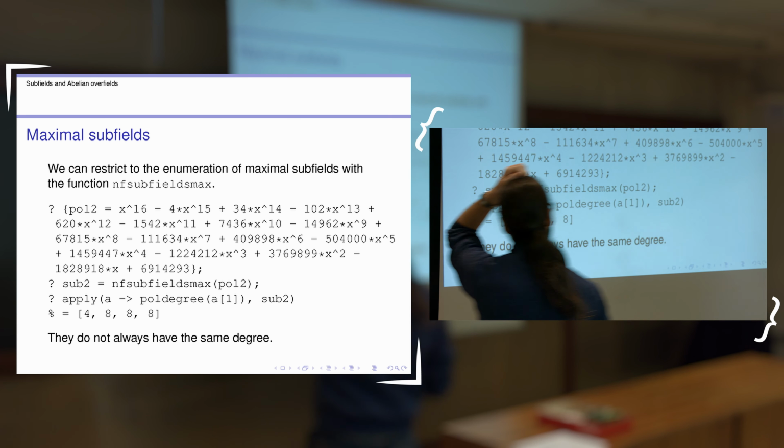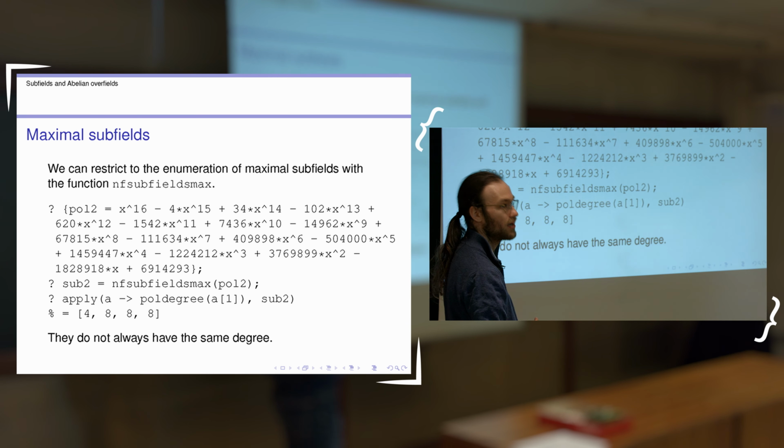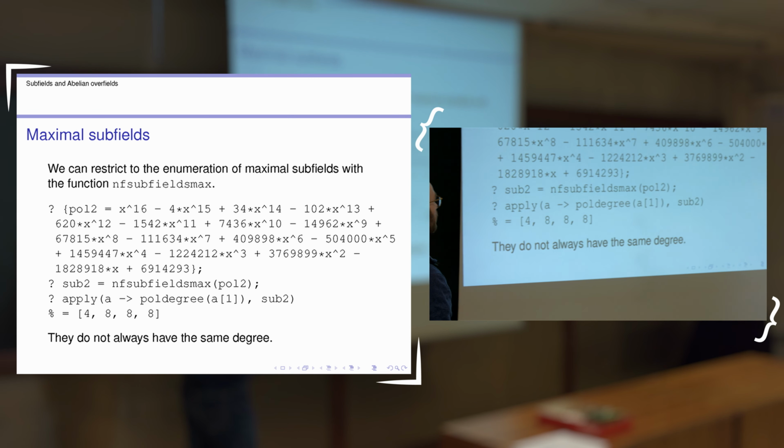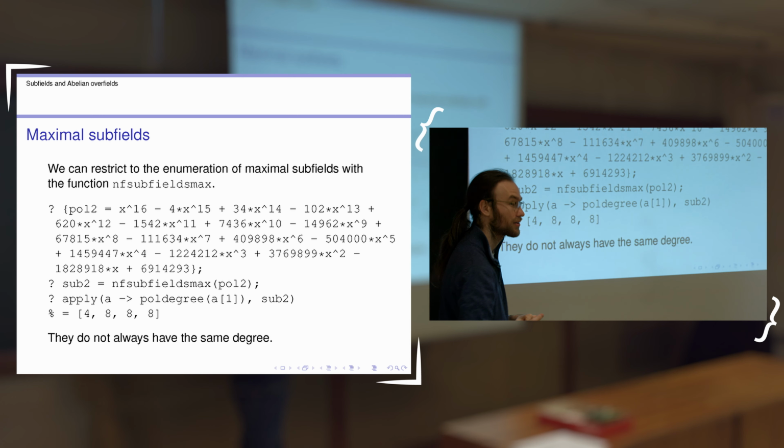Okay, so another new functionality. Number fields can have a huge number of subfields. In the worst case, for fields of degree n, you can have n to the log n subfields. Sometimes you don't want to compute all of them, and maybe the degree restriction is not what you want. So we provide computation of only the maximal subfields, the ones that are not properly contained in another subfield. That's the function nf subfields max. It's only based on the factorization algorithm.